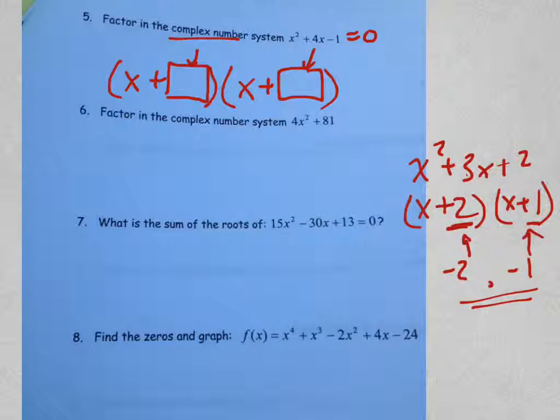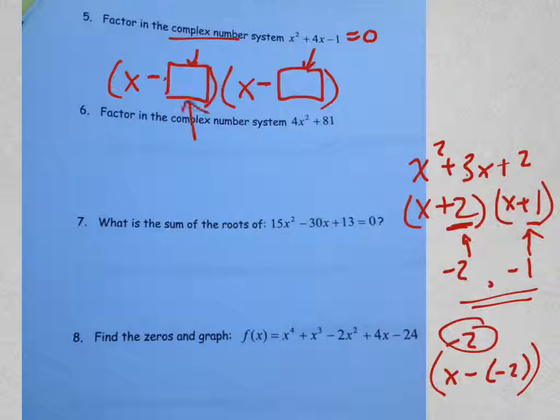So if you know that -2 is a 0, then you know that x minus -2 is a factor. So when you write it this way, that's usually the way you see it in the book. I want my zeros right here, and that's how I factor in the complex number system. Alright, let's do this.